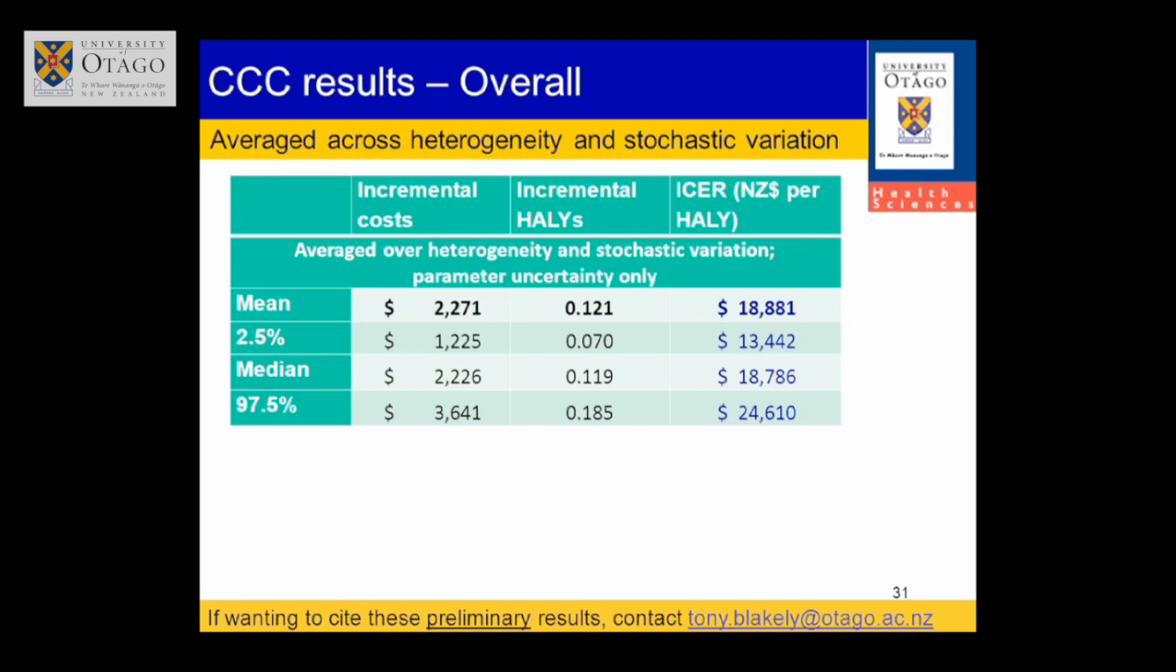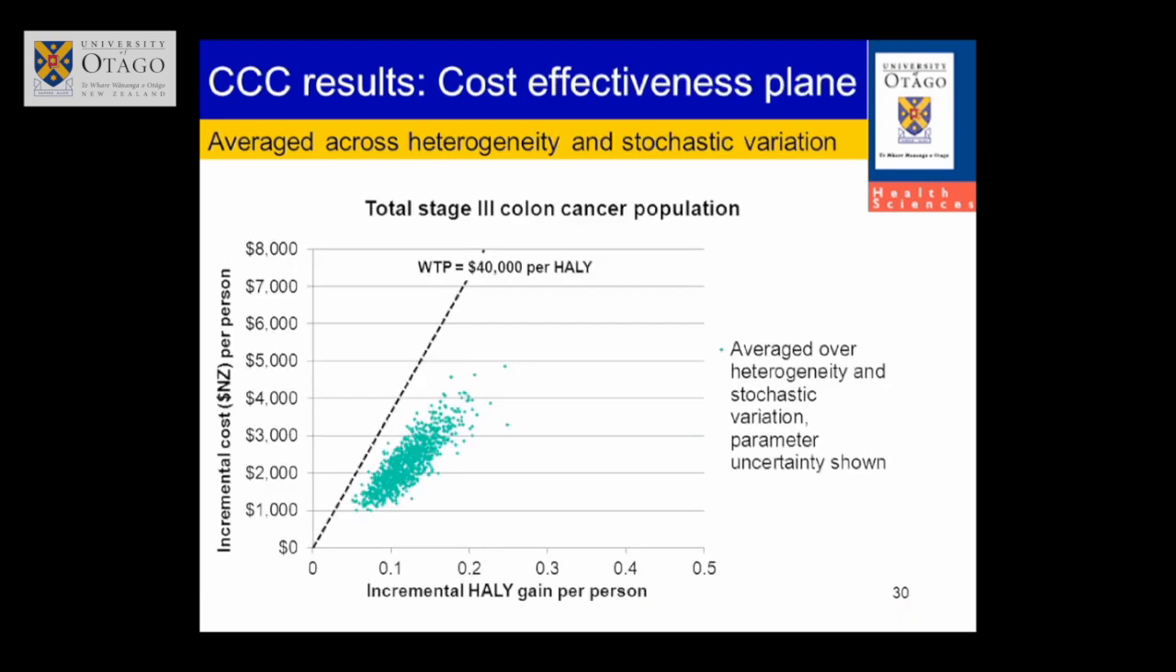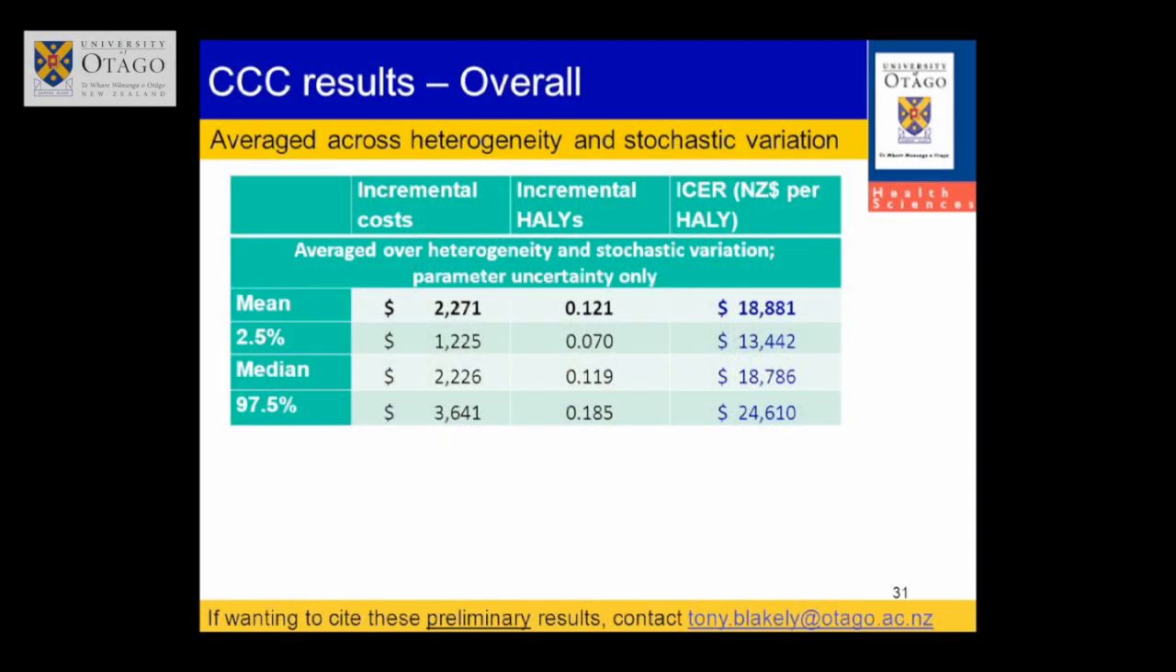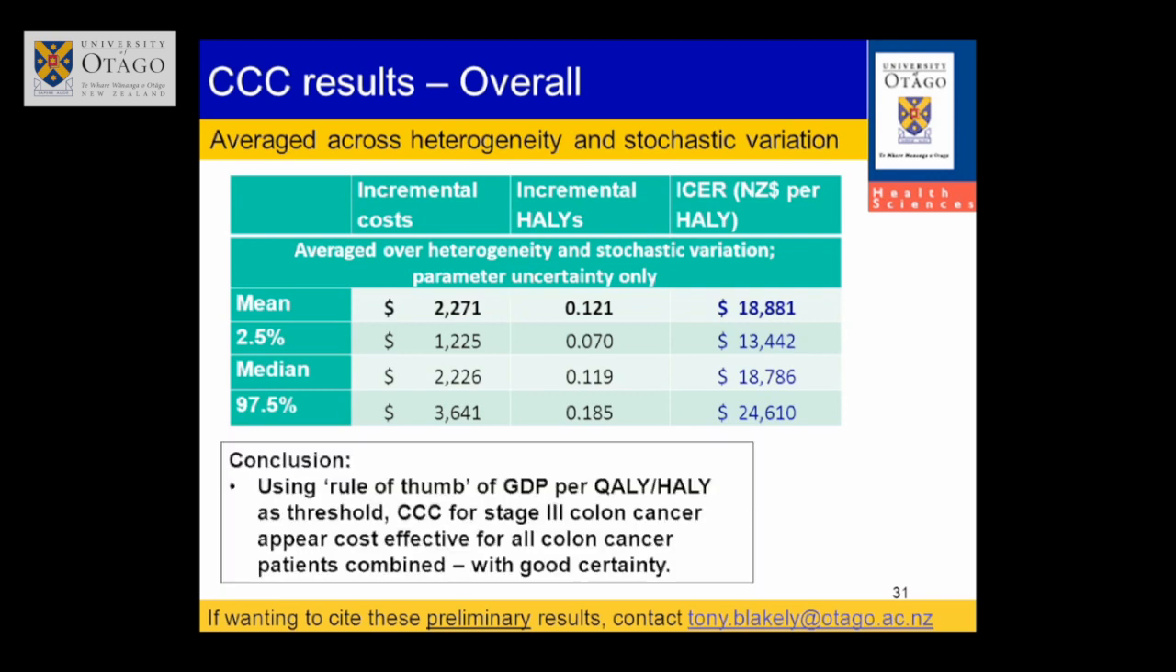Incremental HALYs of 0.121, which is sort of reading off at about there, etc. And then you can draw from these distributions the 2.5th and the 97.5th percentile, and you end up with an uncertainty interval. So we say that the uncertainty about the gain in HALYs is from 0.07 to 0.185 per patient. Remember, this is per patient. And there's your ICER. 18,000 is our best estimate, or 19,000 if you want to round it, with a range from 13,000 to 25,000. The upper limit is less than our rule of thumb of $40,000 per HALY, so we say that this is cost effective. That's our conclusion at this point.